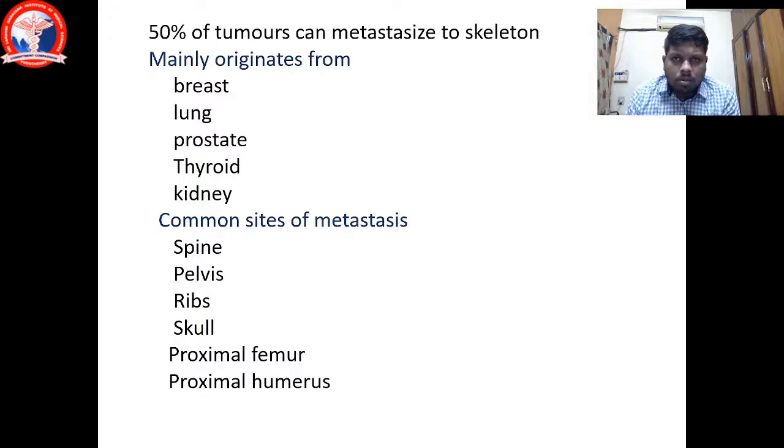So, more than 50% of the tumors can metastasize to the skeleton. These pathological fractures are mostly due to metastasis or primary carcinoma. These tumors mainly originate from breast, lung, prostate, thyroid, kidney, and the common sites of metastasis are spine, pelvis, ribs, skull, proximal femur, proximal humerus.